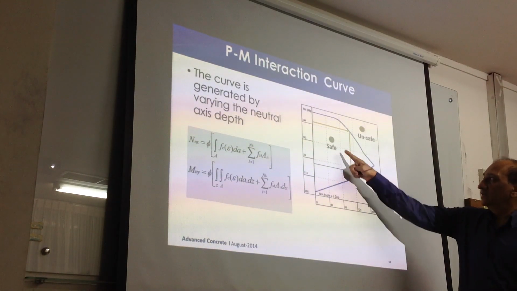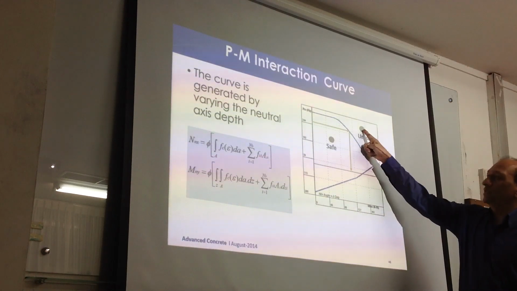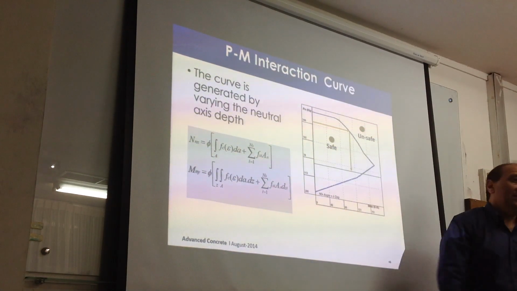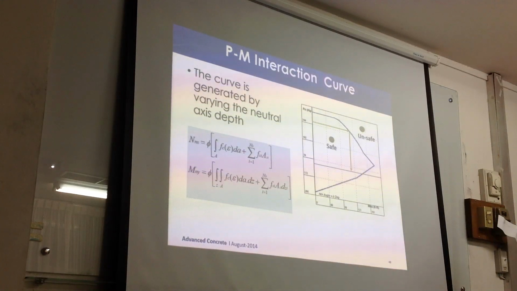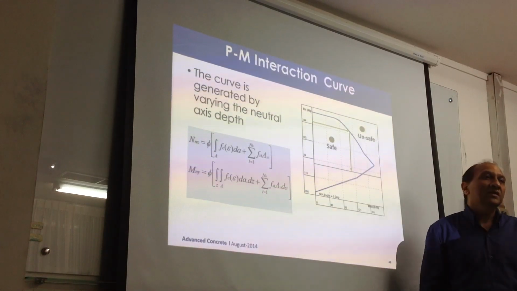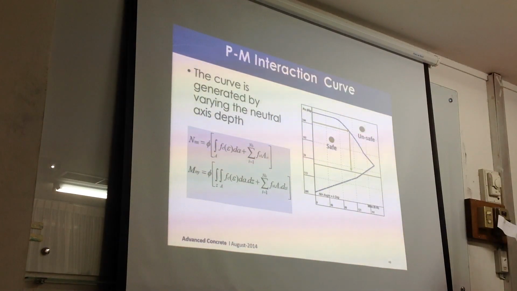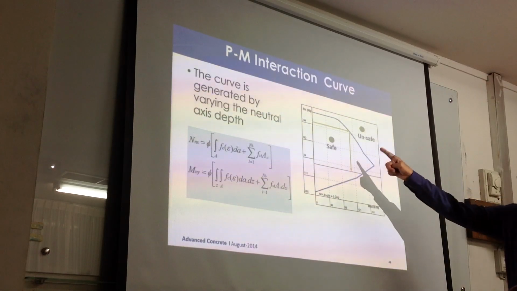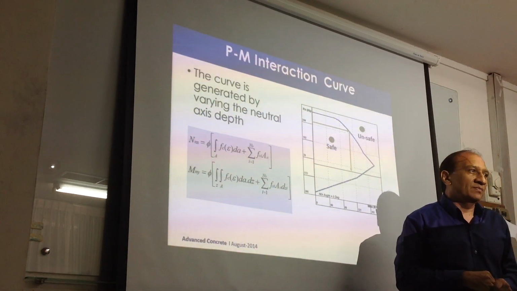If the moment combination is here, we are safe. If the combination is here, it is unsafe. So one time we can draw the interaction curve, and then we can check all the loading. Because normally there are many loading cases on one column. What do you think in a typical bridge pier? How many combinations of P and M might there be?